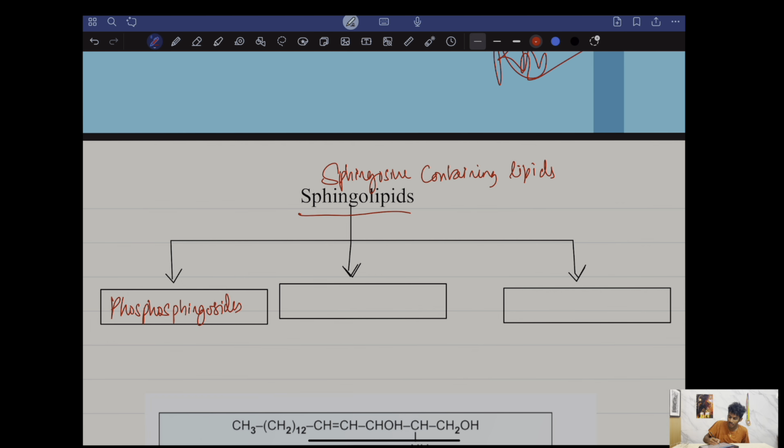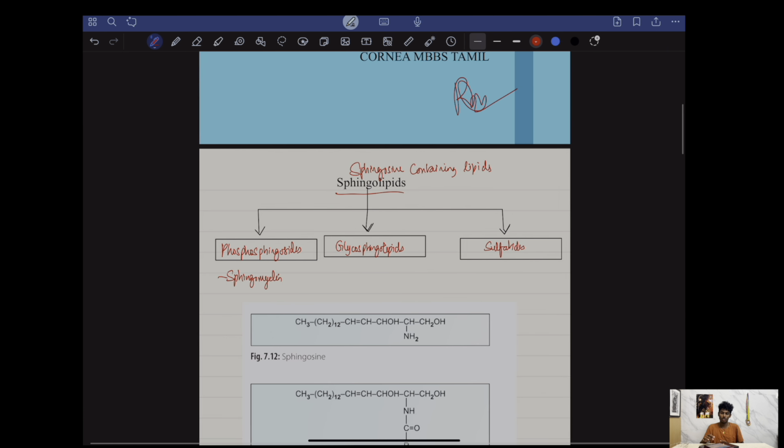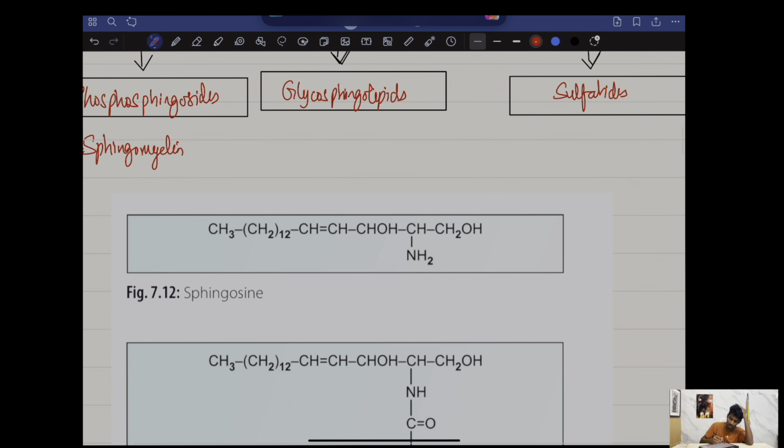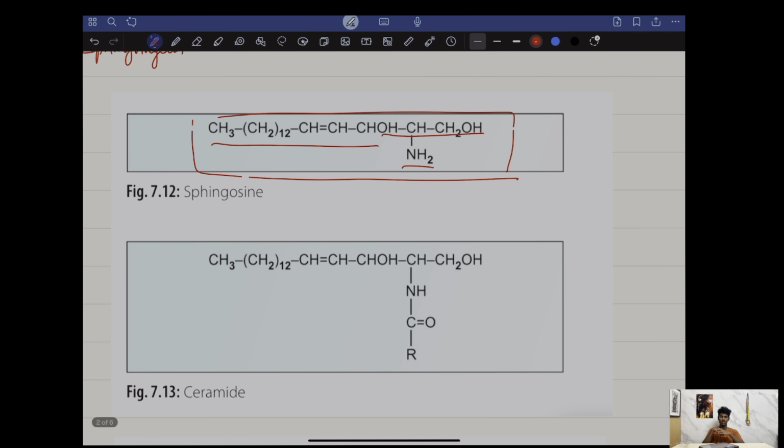Phosphosphingosides, glycosphingolipids, and the sulfatides. Under the phosphosphingosides we will be talking about sphingomyelin, which is a very important constituent of your CNS. Yes or no? Before going to all such stuff, let me discuss some important things. This is nothing but sphingosine. This sphingosine is a part of the sphingomyelin, a very important constituent of it.